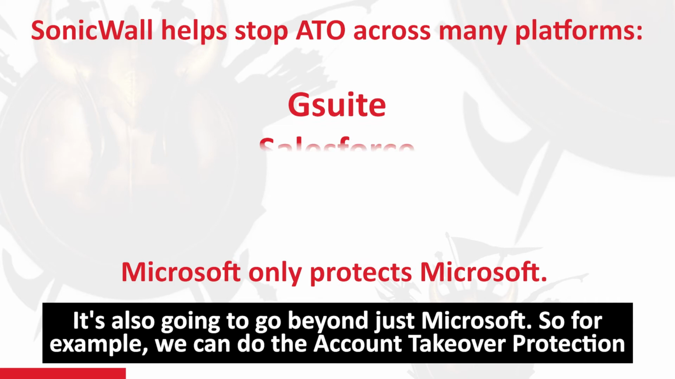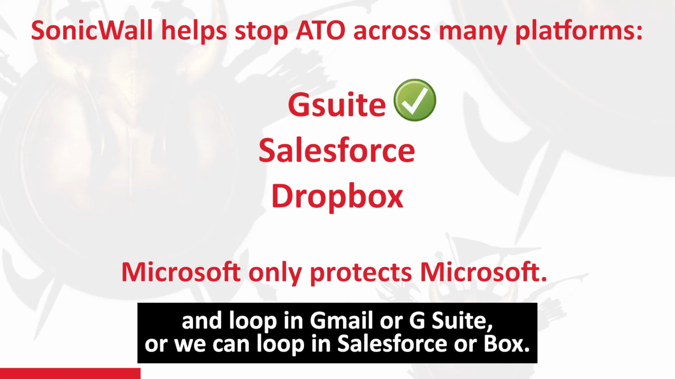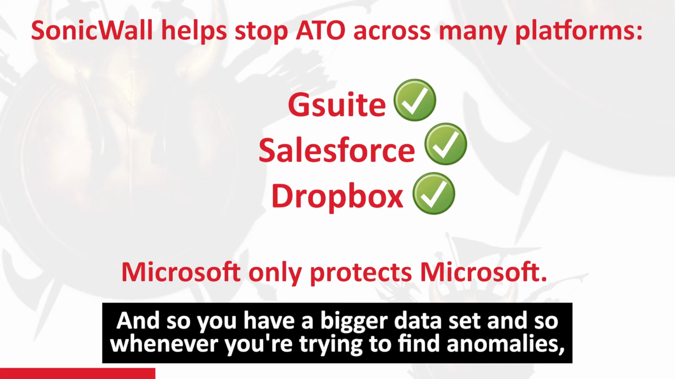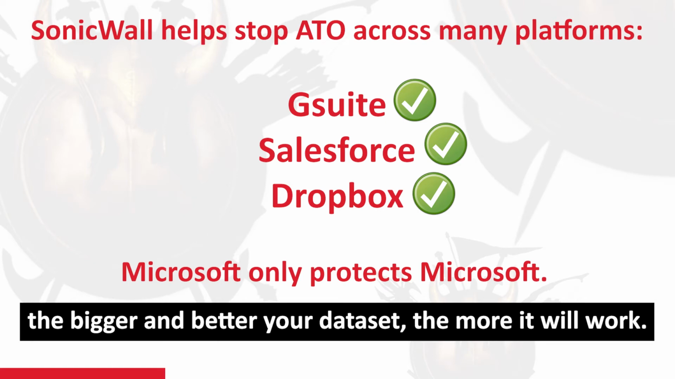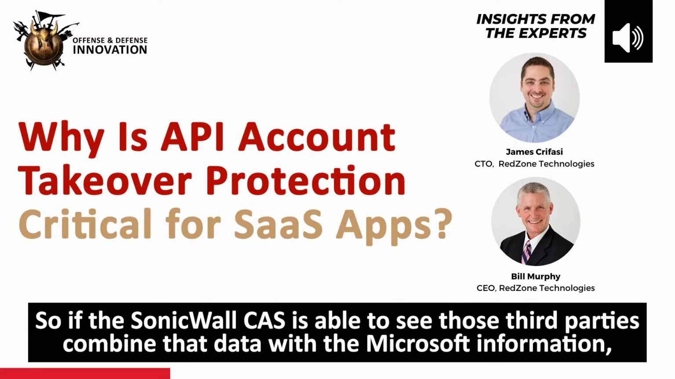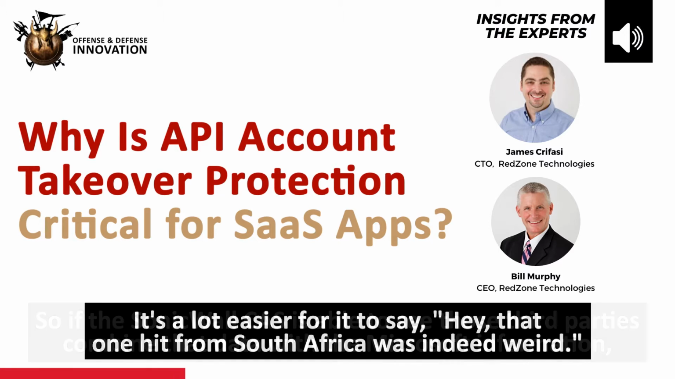It's also going to go beyond just Microsoft. So, for example, we can do the account takeover protection and loop in Gmail or G Suite, or we can loop in Salesforce or Box. And so you have a bigger data set. And so whenever you're trying to find anomalies, the bigger and better your data set, the more it will work. So if the SonicWall CAS is able to see those third parties, combine that data with the Microsoft information, it's a lot easier for it to say, hey, that one hit from South Africa was indeed weird.